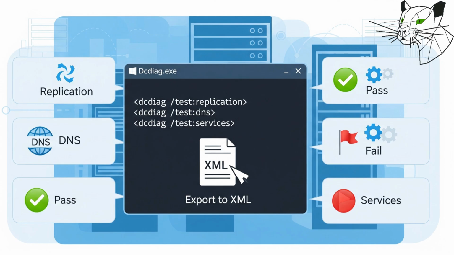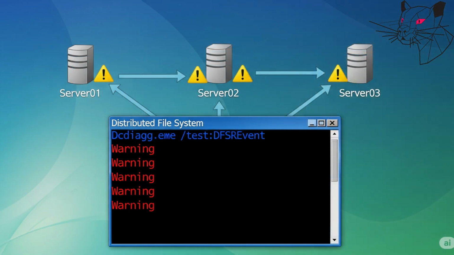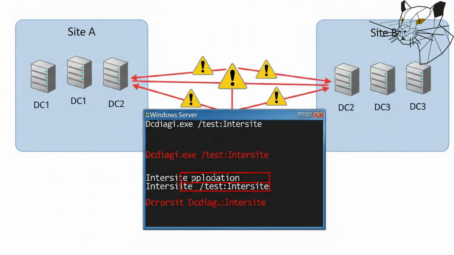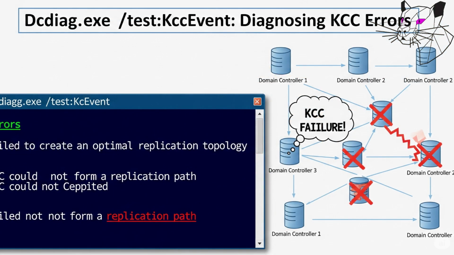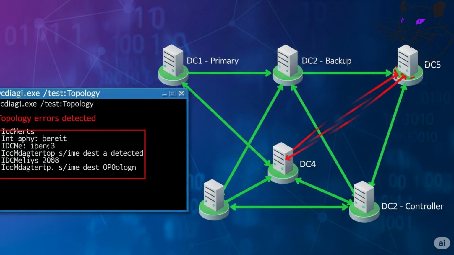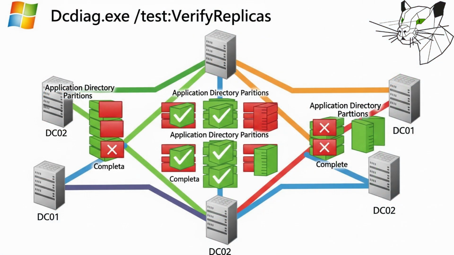Tests that relate directly to replication include DFSREvent, which reports any operation errors in the Distributed File System, DFS. Intersite checks for failures that would prevent or delay intersite replication. KCCEvent identifies errors in the Knowledge Consistency Checker. Replications checks for timely replication between domain controllers. Topology checks that the replication topology is connected fully for all domain controllers. VerifyReplicas verifies that all application directory partitions are instantiated fully on all domain controllers that host replicas.